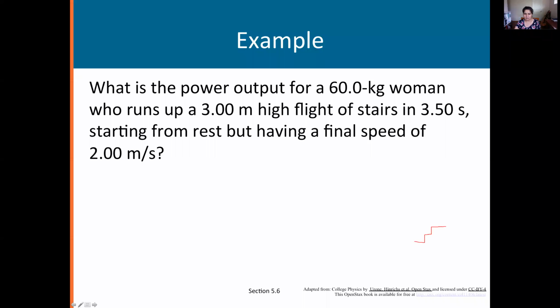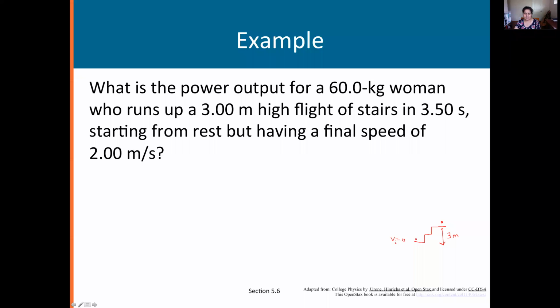Okay, so approximately, let's say these are the stairs, and here's the person, there's the starting initial position, here's our final position. Her mass is 60 kilograms, okay? And this height here, her entire change in height is 3 meters, okay? And she does it in a time of 3.5 seconds, starting from rest. So we know her initial velocity equals 0.